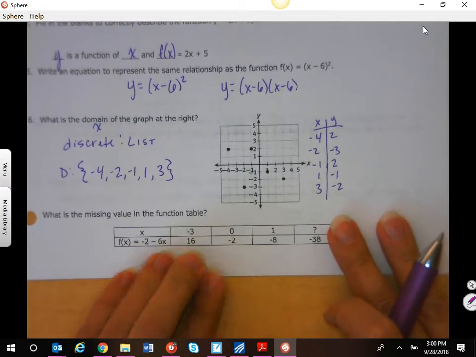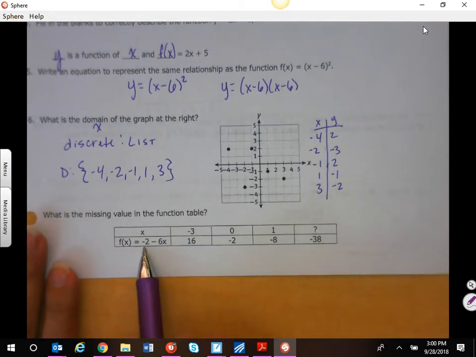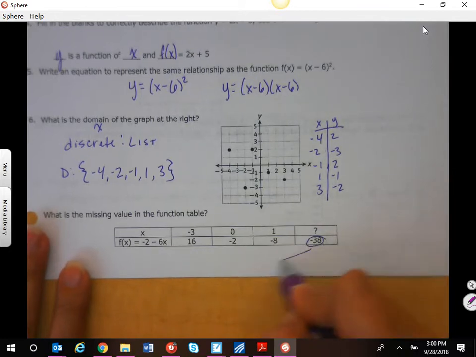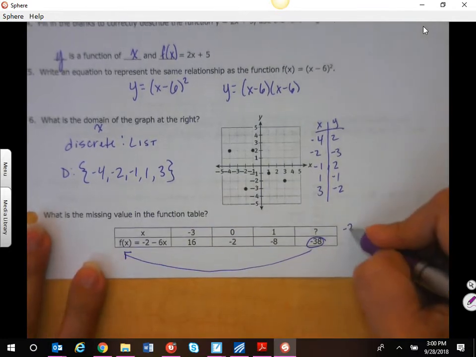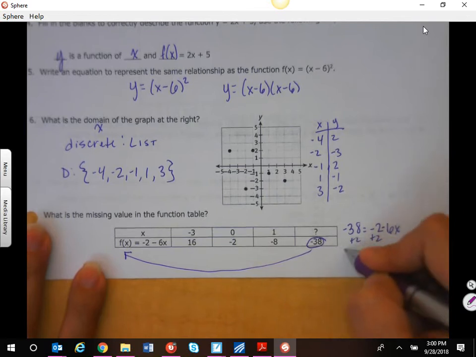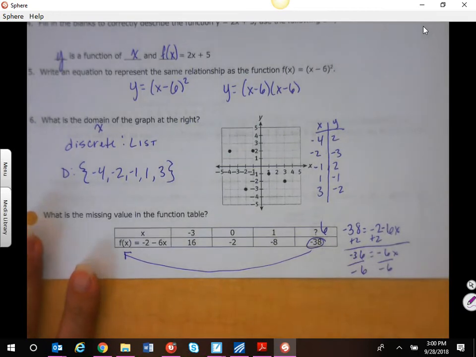What is the missing value in the function table? I've given you the function here, -2 equals minus 6x. If we want to know x, we need to put this in place of y. We've been solving equations for many years now. Undo the add, subtract. Undo the multiply, divide. A negative divided by a negative is a positive. X equals 6. We also talked about how you could use nSolve in the calculator, or you could put this into the graph and look at your table.